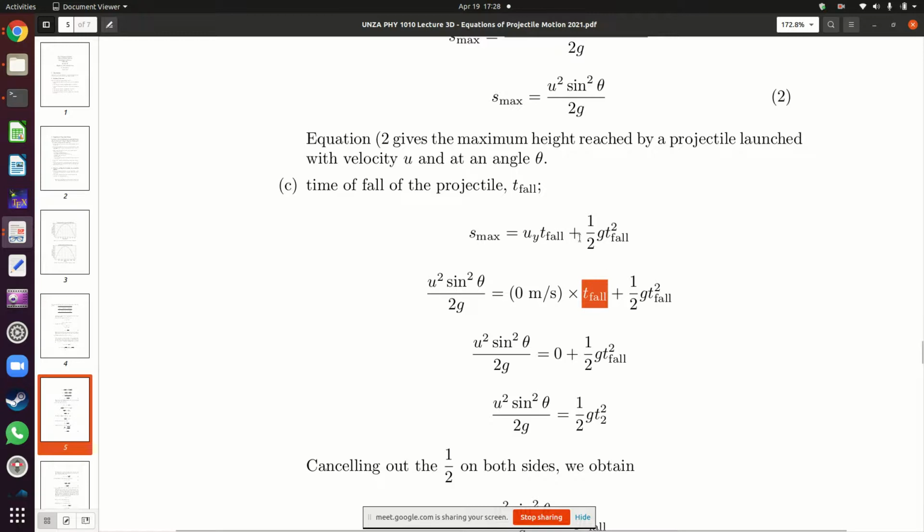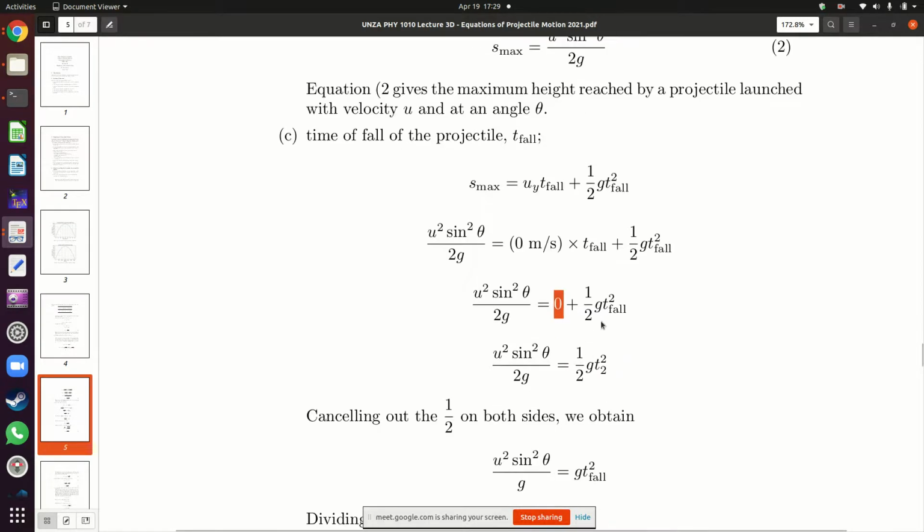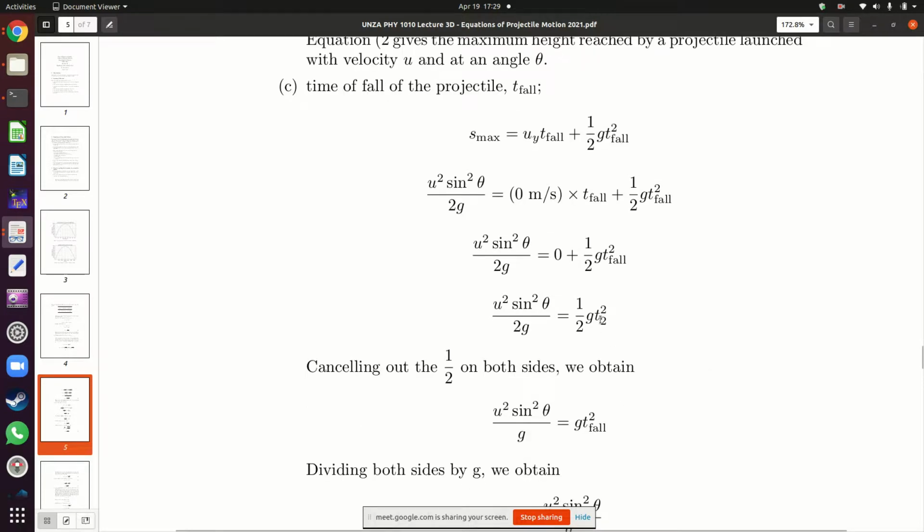So it's t4, then plus half times g. In this case g is positive, so we just write g multiplied by the fall time. This 0 times t4 is just going to give you 0. So you end up with u squared sin squared theta divided by 2g equals half g t4 squared. This is supposed to be t4 squared; I wrote a 2 there, so it should be t4 squared. In the next series of notes, this will have to be changed.